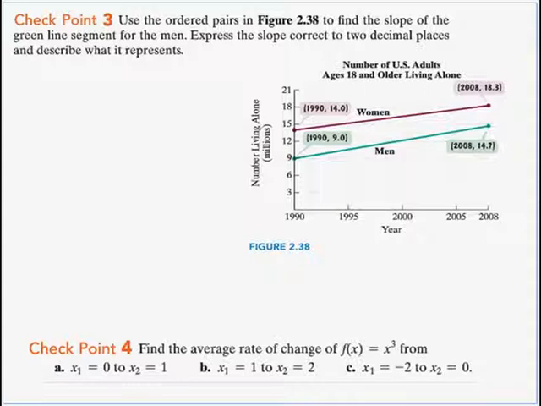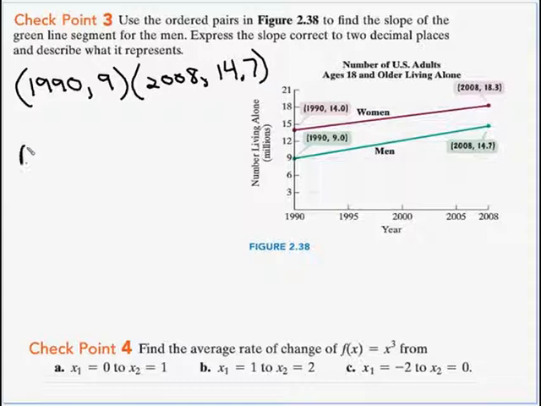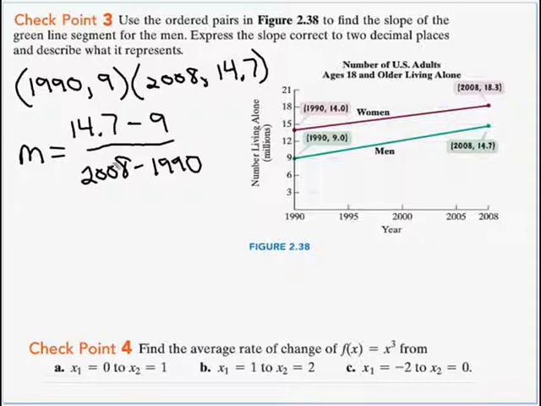Okay, let's see here. Again, to find the slope, we need 2 points. And for the men, we have 1990, comma 9, and 2008, comma 14.7. So our slope, our rate of change, is y minus y over x minus x. And if we subtract, the numerator gives us 5.7, and our denominator is 18.